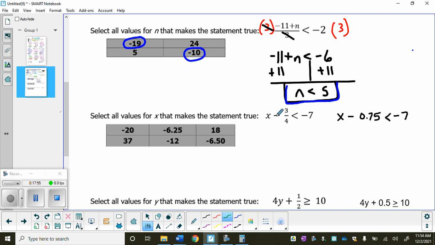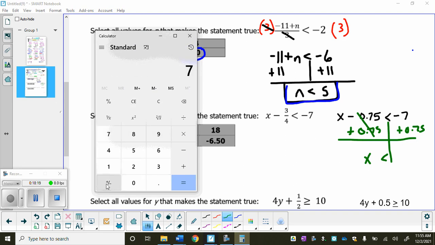All right, the next one. If you saw x minus 3/4 is less than -7, that 3/4, you can just make it a decimal so that you can use your calculator with the 0.75. All right, so we're just going to add 0.75 on both sides here. So notice I just kind of made it a decimal. The decimals cancel out. I have x. I do not need to flip the symbol at all. And here, if you use your calculator for the 7 that's negative, and you add a 0.75, you get -6.25.